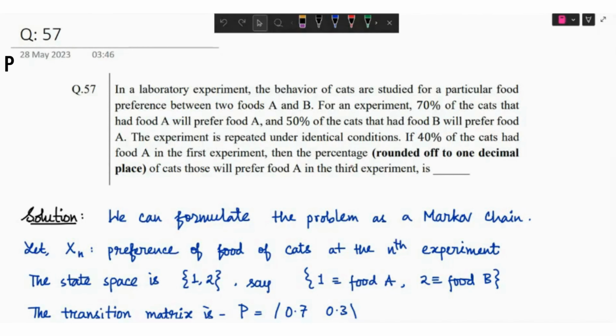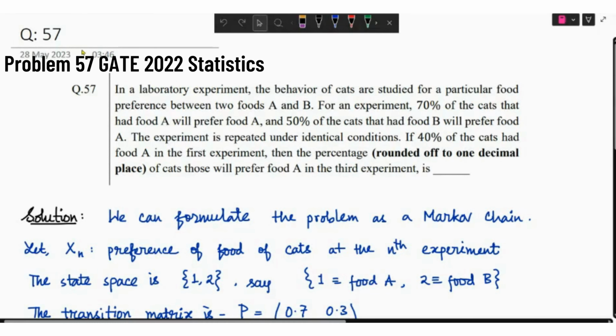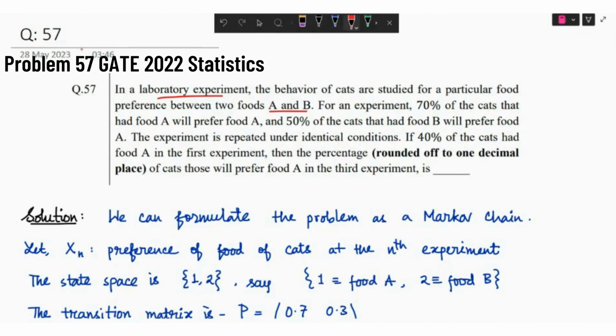Today we are going to solve question number 57 of GATE 2022 statistics paper. The problem says that in a laboratory experiment, the behavior of cats is studied for a particular food preference between two foods, A and B. For an experiment, 70% of the cats that had food A will prefer food A, and 50% of the cats that had food B will prefer food A.